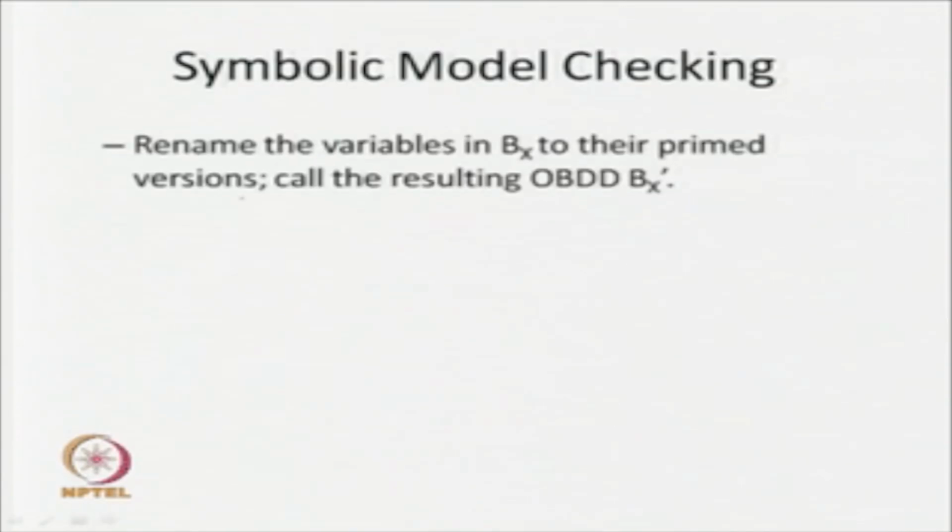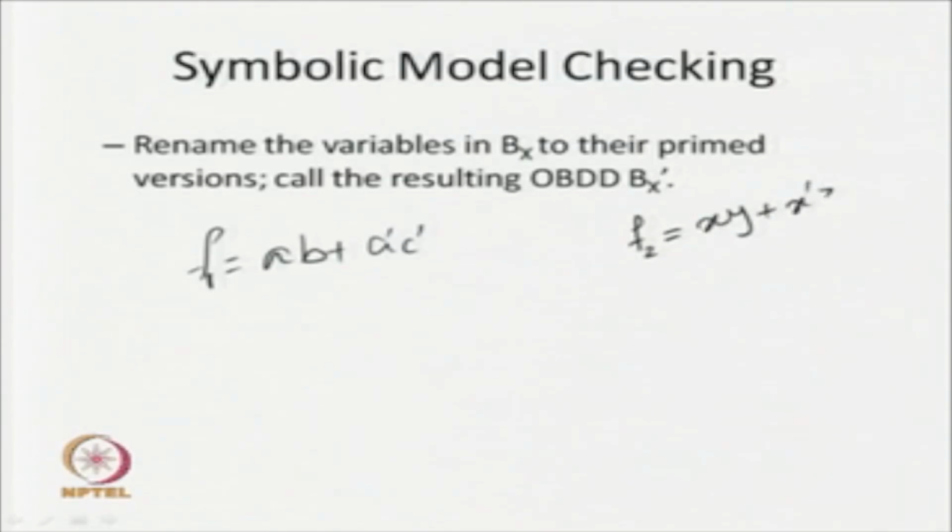Now, rename the variables in Bx to their primed versions. What happens? Say I give you a function f equal to ab plus a dash c dash. Now, I write another function, say this is f1, and another function f2, which is xy plus x prime z prime, or x bar z bar. The bar is basically the negation.